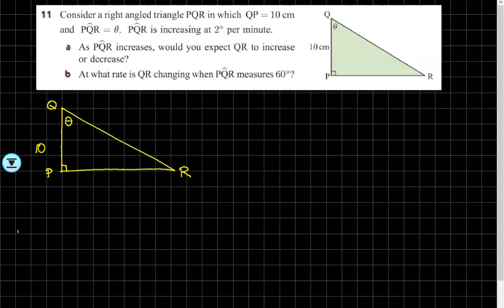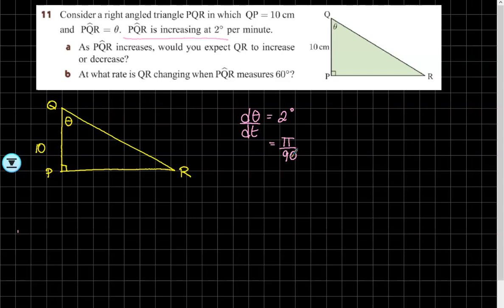So here we go. Consider right angle triangle PQR. We've got QP is 10 and angle PQR is theta. Now, first thing here: PQR is increasing at 2 degrees per minute. So it's a rate, it's increasing, it's changing. So we're going to say dθ/dt equals 2 degrees. However, we remember that little asterisk, the star thing that we just talked about, and said it has to always be in radians. So we want to change this to radians, which will be, do we know? Which will be pi on 90.